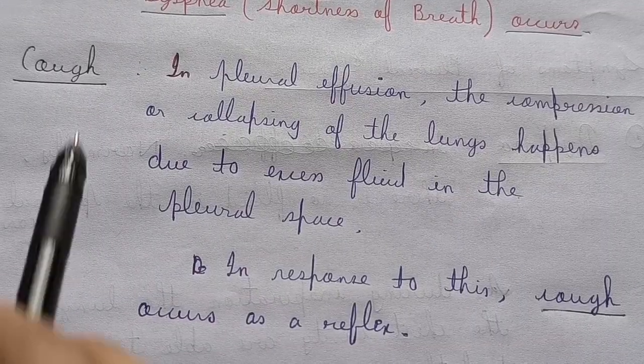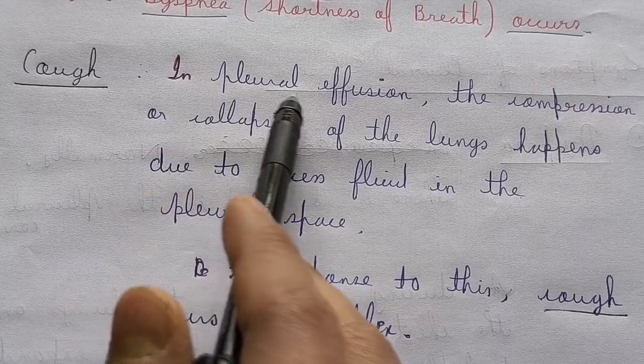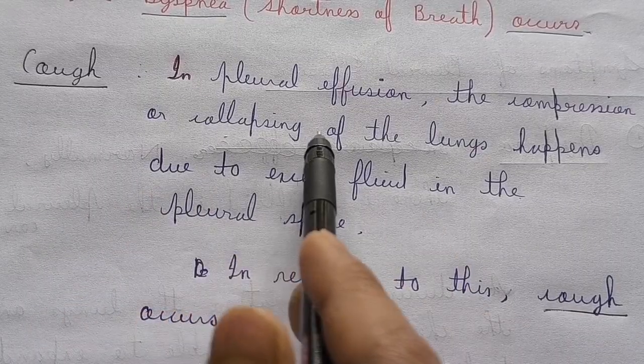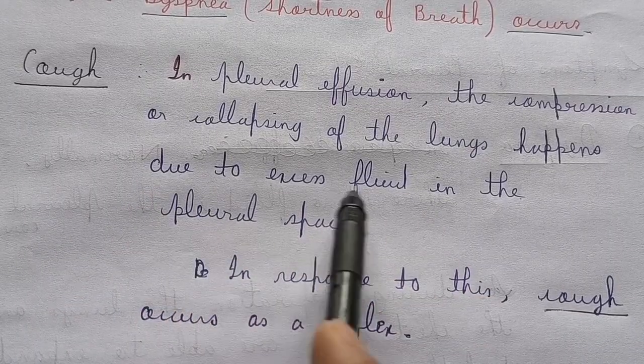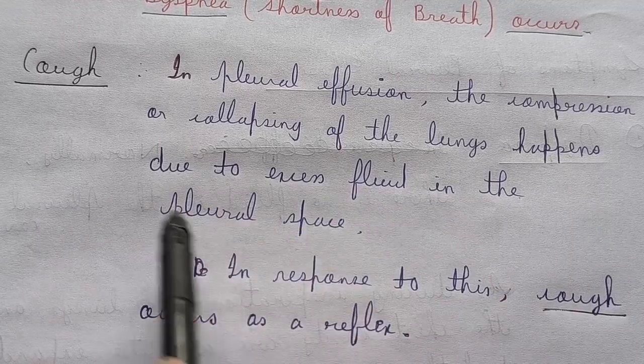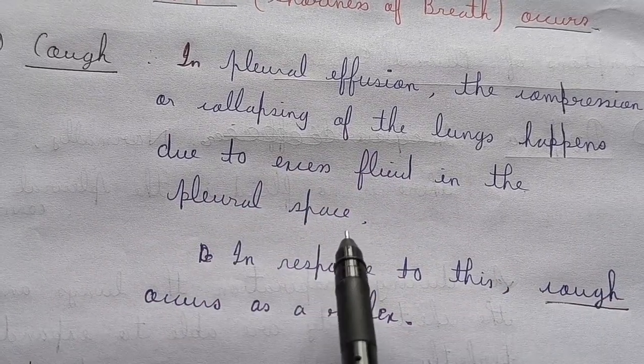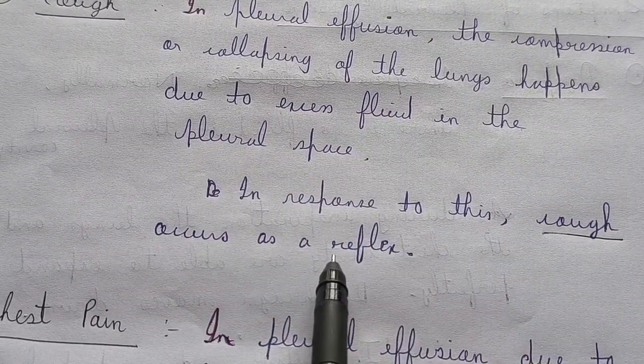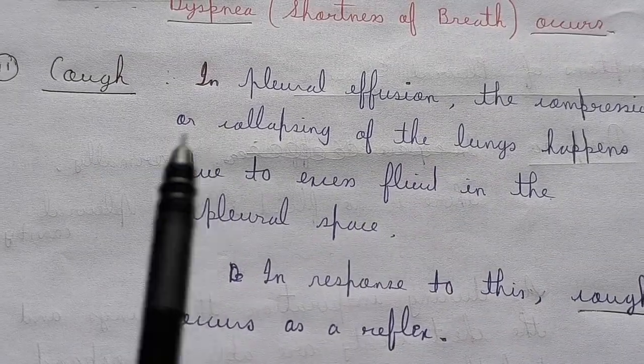Now see about the cough. In pleural effusion, compression or collapsing of the lungs happens due to the excess fluid in the pleural space. In response to this compression and collapsing of the lungs, cough occurs as a reflex. So this is the main cause of cough.